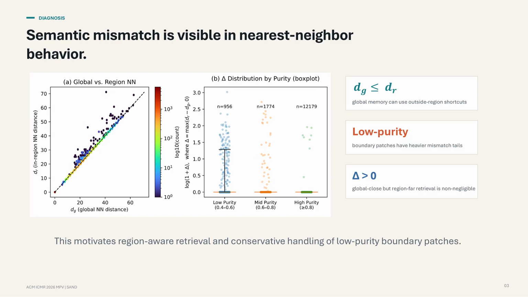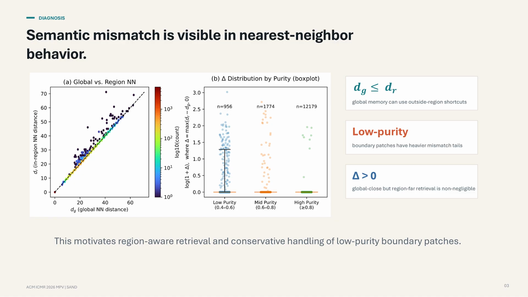The paper supports this diagnosis with a nearest neighbor analysis. For each patch, we compare two distances. The first distance is computed against the global memory bank. The second distance is computed against the memory subset from the same semantic region. Because the in-region subset is part of the global bank, the global distance is always no larger than the in-region distance. When this gap becomes large, the patch may be using an outside region shortcut. This indicates semantic mismatch in nearest neighbor retrieval.